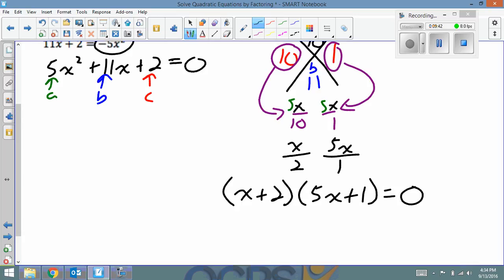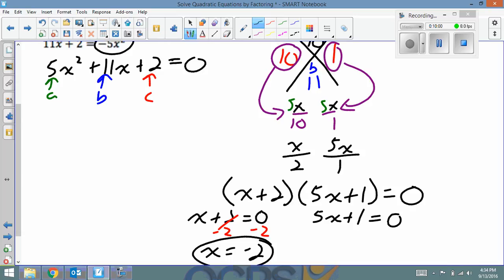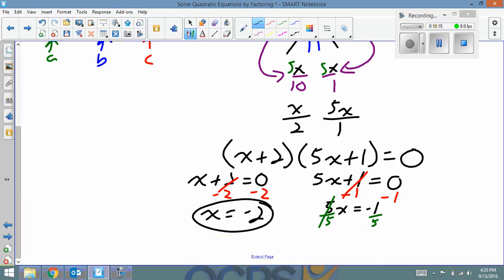Okay, now that they're both set equal to, we've got to set both of them equal to 0. So we have x plus 2 equals 0, and then 5x plus 1 equals 0. So we're going to subtract 2 from both sides. So in this case, x is going to equal -2. And then on this one, we're going to subtract 1 from both sides. So we get 5x equals negative 1. Divide by 5, divide by 5. So x will equal negative 1 over 5.